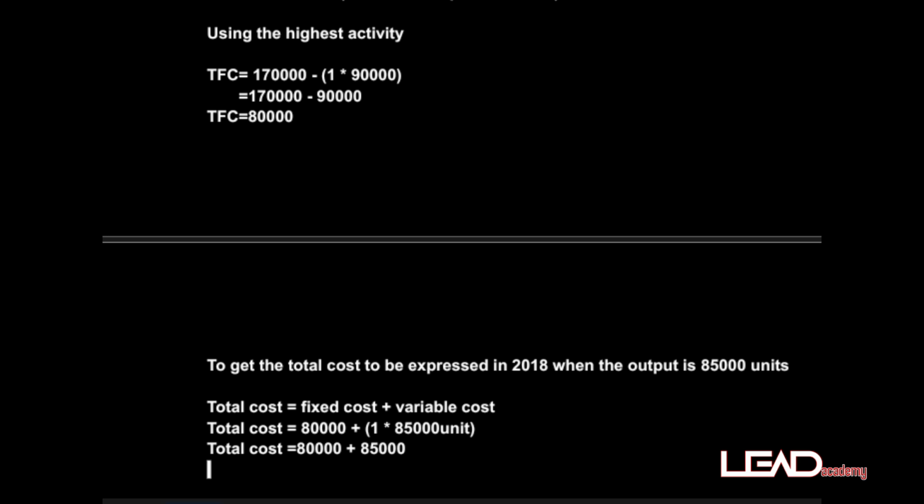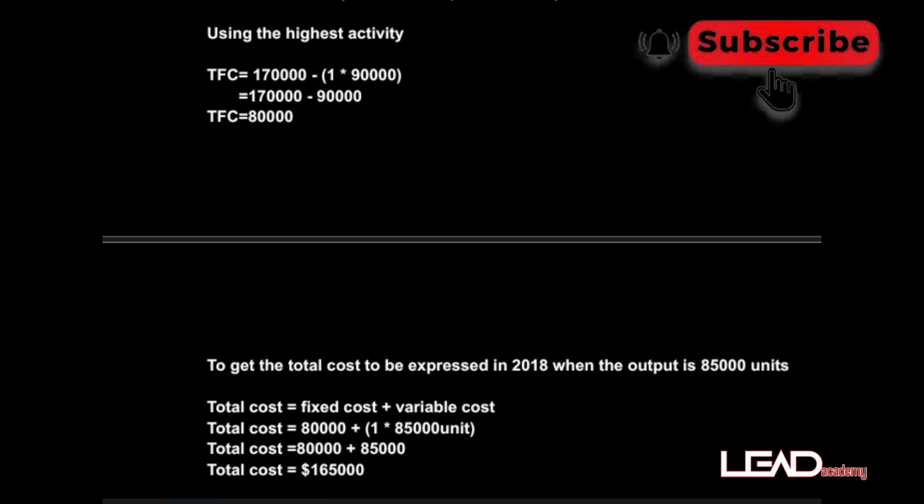When you multiply the $1 by the 85,000 units produced in 2018, you have $85,000. If you add the $80,000, which is our total fixed cost, to our variable cost, which is $85,000, you are going to have $165,000. So our total cost incurred in 2018 was $165,000.